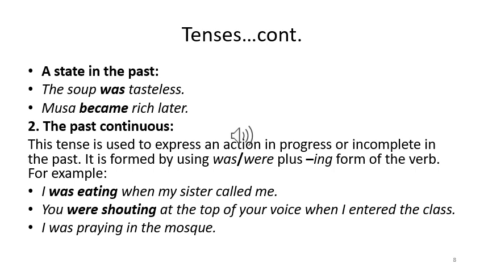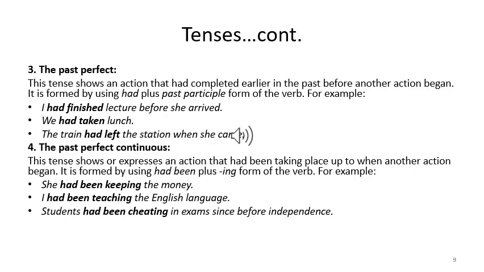You were shouting at the top of your voice when I entered the class. I was praying in the mosque. So you can see all of this have was or were, and there is the ing form of the verb. Pray, praying, shout, shouting, eat, eating. So when you want to express an action that was in progress or incomplete in the past, you use what is called the past continuous tense.